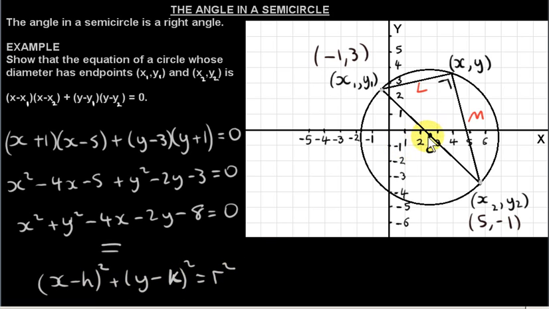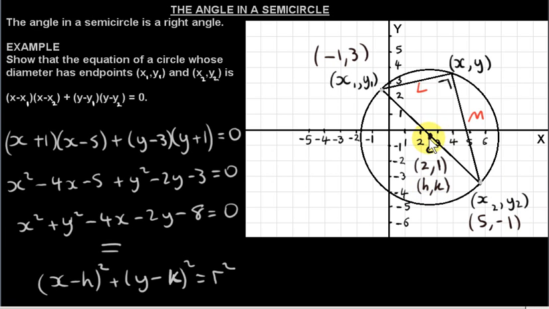What's the center of this circle? It's the midpoint of the endpoints of the diameter. So how do we get the midpoint? We get the mean of the x values. So we have 5 plus minus 1 is 4, divided by 2 is 2. Get the mean of the y values. 3 minus 1 is 2, 2 divided by 2 is 1. So this is h, k.